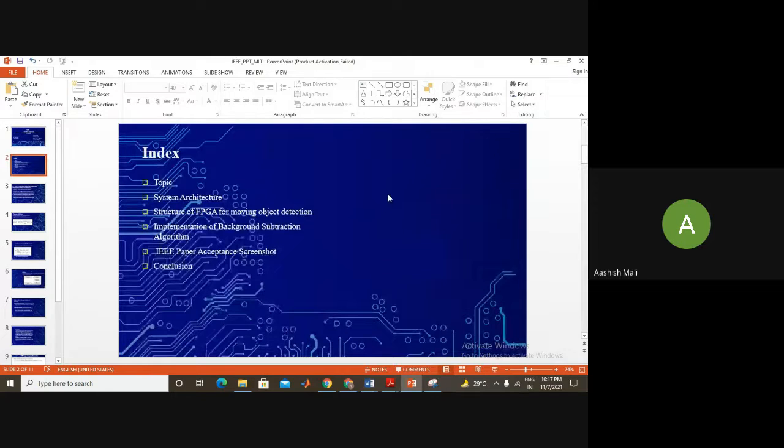So this is our flow index. Our presentation: firstly, we discuss the topic. Second, we discuss system architecture. Third, we discuss the structure of FPGA for moving object detection. After that, implementation of the background subtraction algorithm. Second last is the IEEE review acceptance screenshot. And last one is the conclusion.